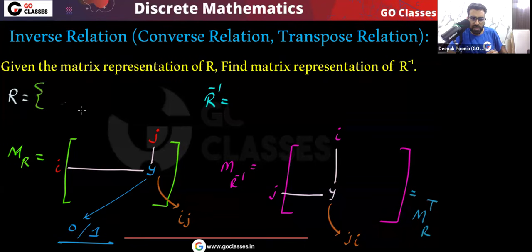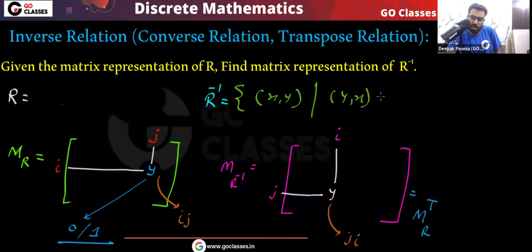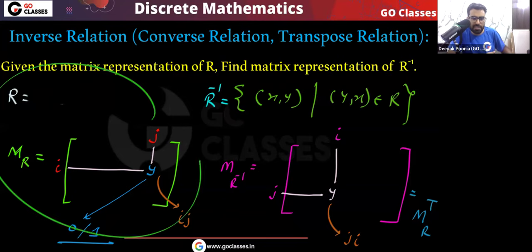Remember, we are just applying the definition, nothing else. You have relation R, then what will be R inverse? R inverse will contain (x, y) if (y, x) belongs to R. So we applied this definition, and we found that to find the matrix representation of R inverse, we just need to take the transpose of the matrix representation of R. That's it.